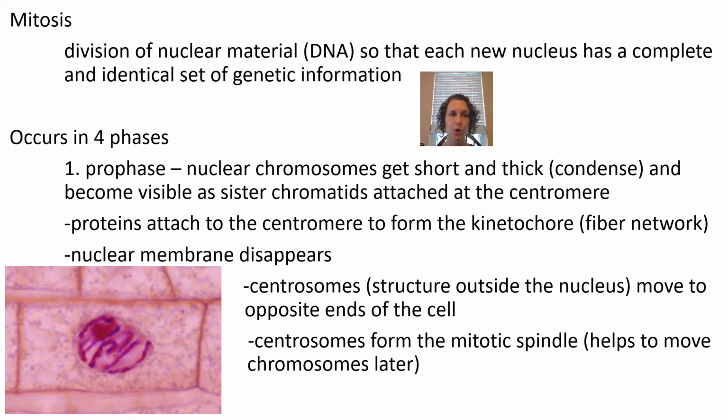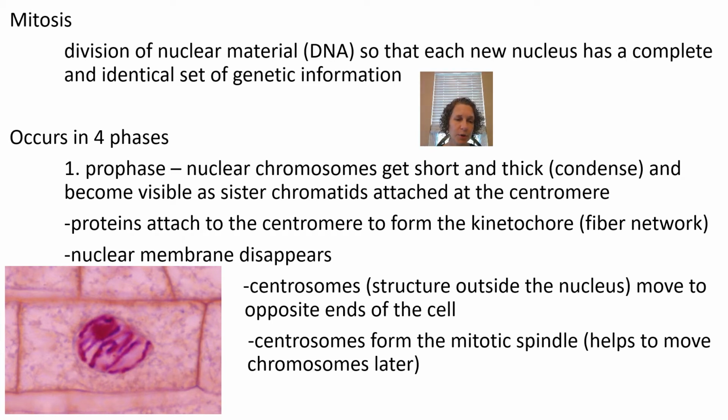Okay, so now mitosis. This is the actual division of the nuclear material, which is DNA, so that each new nucleus has a complete and identical set of genetic information. So now remember, we've already got identical sets of DNA. Now we just have to separate them, get them into two different nuclei. So mitosis happens in 4 phases. The first one is prophase. So here's a little picture of prophase.